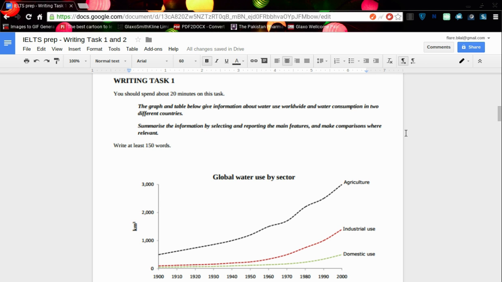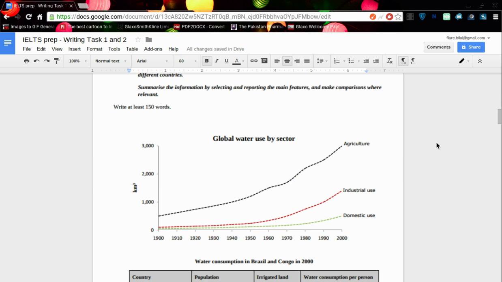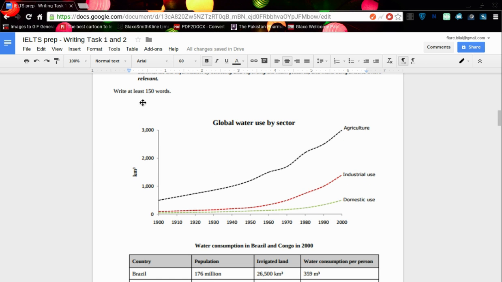So for the first task, we are going to use this sample that was available online. As it reads, you should spend about 20 minutes on this task. The graph and table give information about water use worldwide and water consumption in two different countries. Summarize the information by selecting and reporting the main features and make comparisons where relevant. Write at least 150 words. This means that you have to write at least 150 words or you'll obviously be penalized for that.